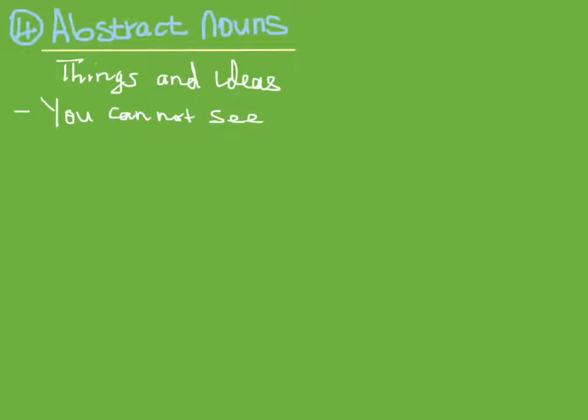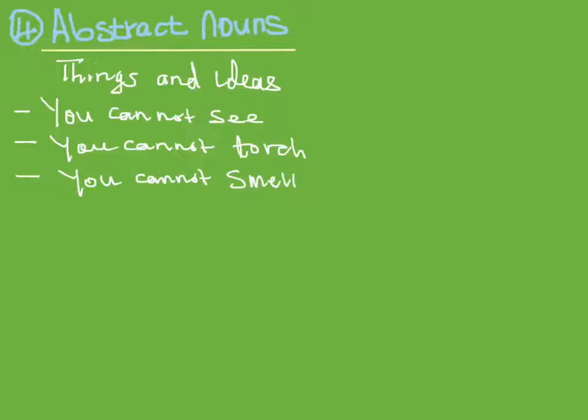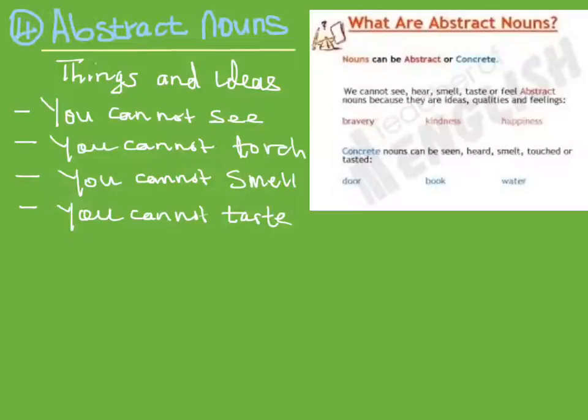Abstract nouns name things and ideas you cannot see, cannot touch, and cannot smell. We call them abstract nouns. They give names to things that we cannot even taste, but we know that they do exist. For example, if you look at this picture, we cannot see, hear, smell, taste, or feel them. They are abstract nouns because they are ideas, qualities, and feelings.